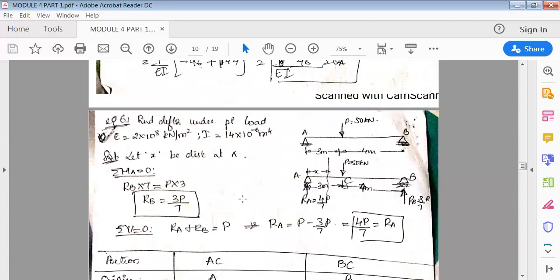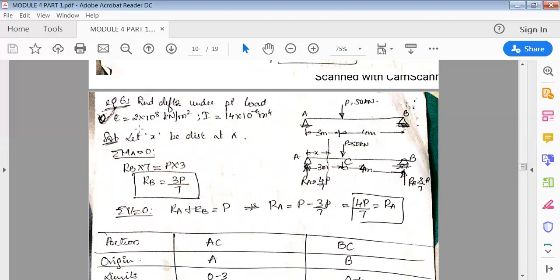This is also on the same lines. Find the deflection under the load point. In this, they have given you the value of E and I. No need to simplify this as such because it is in kilonewton and meter, kilonewton meter, and this is also in meter raised to 4. So you can use this value directly, E and I. If you multiply this, you'll get the value of EI.